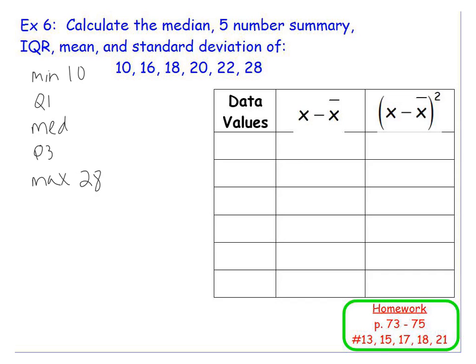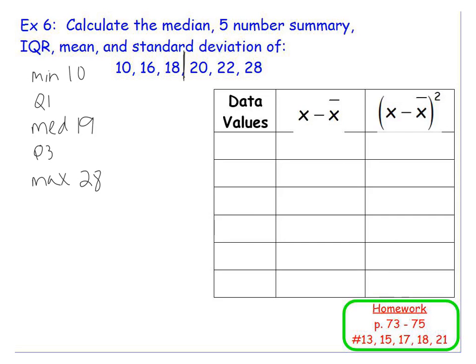These are in order, so we're ready to cancel. If you cancel from both sides, though, your median ends up right there in the middle. Well, that's not a bad thing. The middle of 18 and 20, hopefully you know, is 19. What that makes easier is finding Q1 and Q3, because that line is the dividing line.